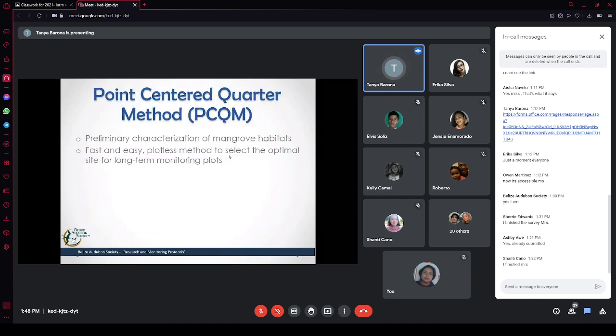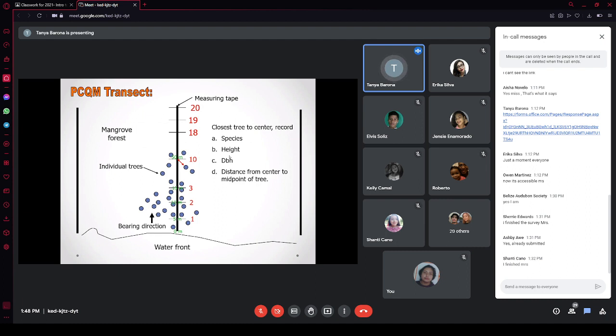We'll move on to the point center quarter method, or the PCQM. This is more related to mangrove or plant habitat. It is fast, it is easy, and it is plotless. Essentially, what you do again is lay out a transect, and at every meter, or every 5 meters, you record and measure 4 trees at that meter mark.